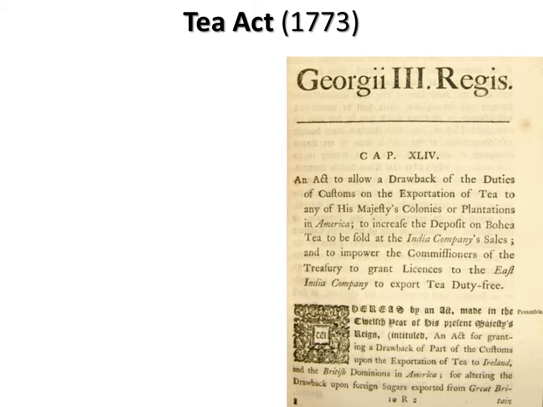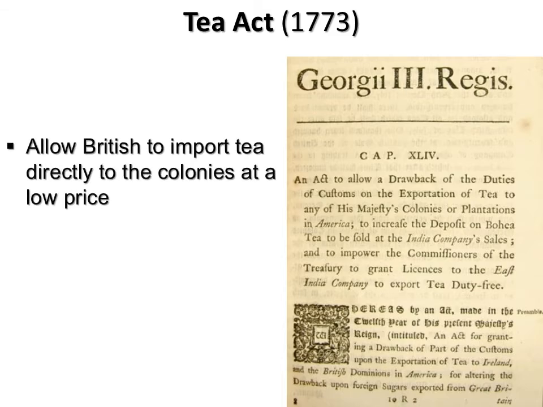And the road to war continues. The Tea Act comes in 1773, and this allows the British to import tea directly to the colonies at a very low price. The idea behind this is that the tea tax was still in effect, but the colonists were boycotting British tea. So the British plan here with the Tea Act was to make British tea so inexpensive that the colonists could not turn it away, and therefore they would agree to taxation without representation simply because they wanted cheap tea.